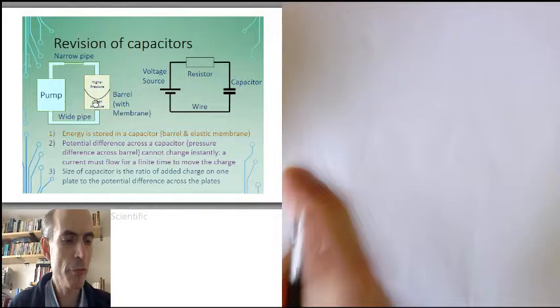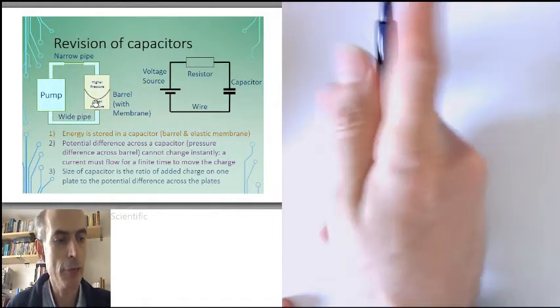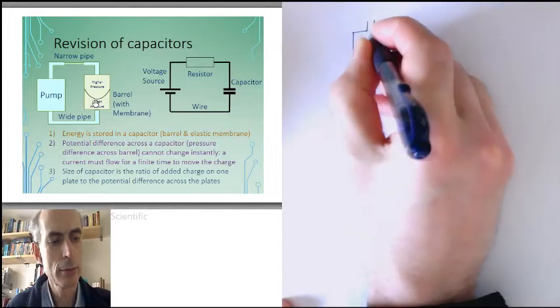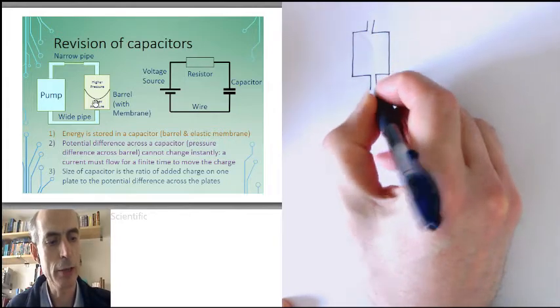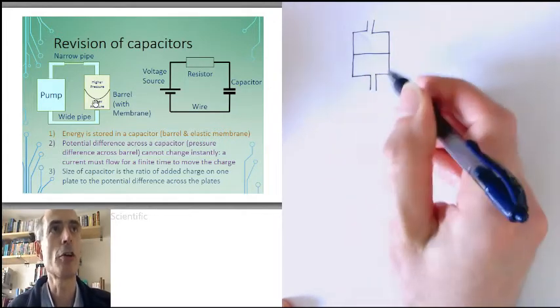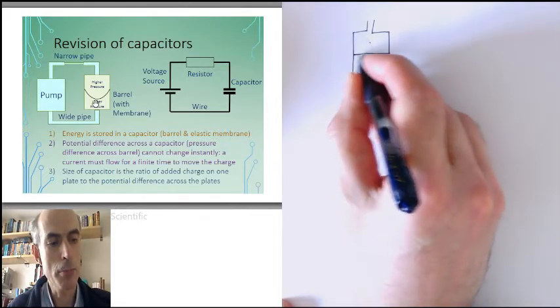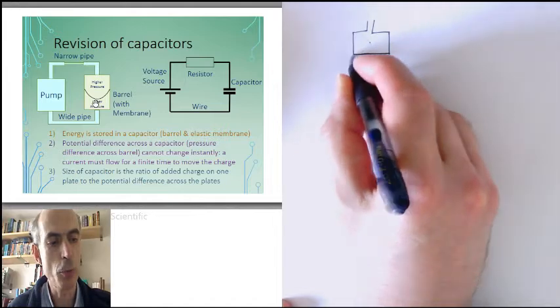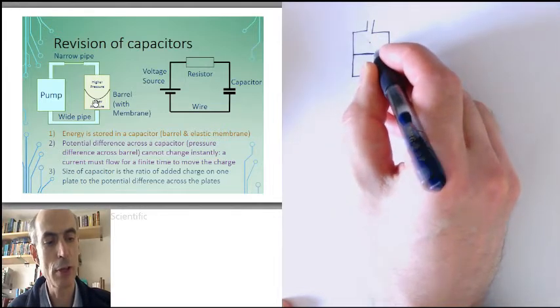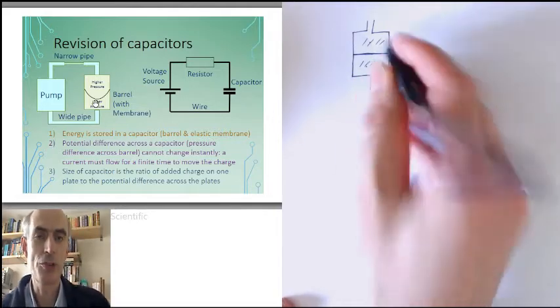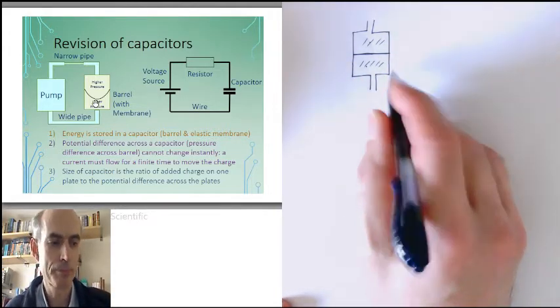Now, if you have this barrel and you have the same amount of fluid, or in terms of the real electric circuit, the same amount of charge in the top and the bottom, then the rubber membrane just exerts no particular pressure in either direction. The pressure in this side is equal to the pressure in this side. We say the capacitor is discharged.